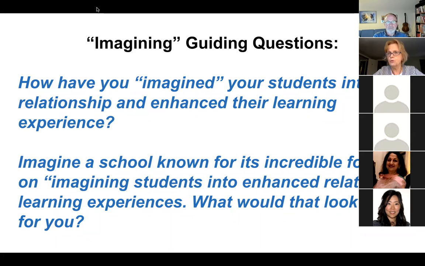I don't know what a school or a university would look like without another way of looking at this. What would a school, a university, whatever, look like that had embraced a relational model of education as opposed to a business model? What might that look like?